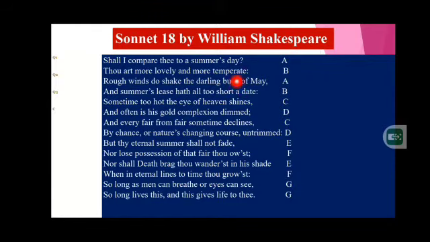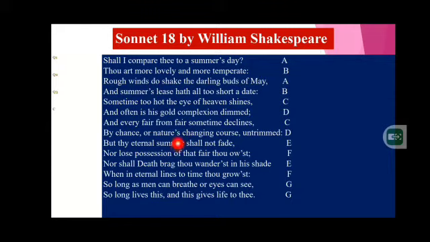It consists of 14 lines. The first 12 lines are structured into 3 quatrains, and in one quatrain we have 4 lines. The first line will rhyme with the third, and the second line will rhyme with the fourth. And last we have a couplet. And the metrical pattern of all lines is iambic pentameter. So all lines are written in iambic pentameter.